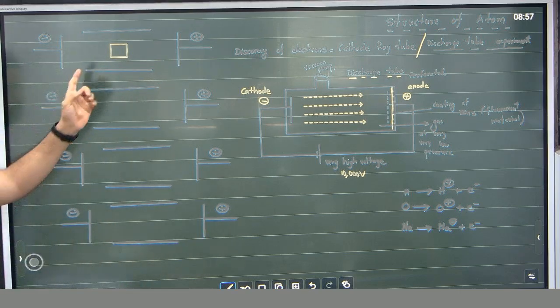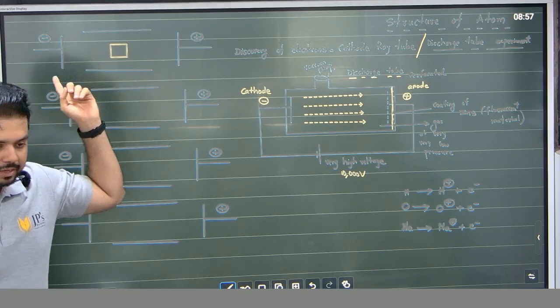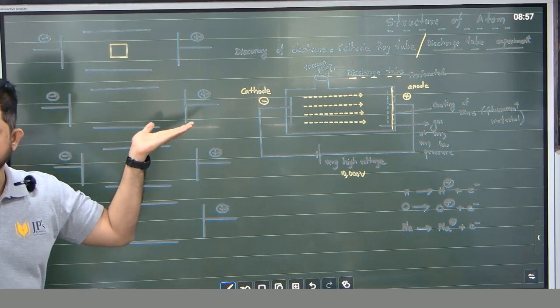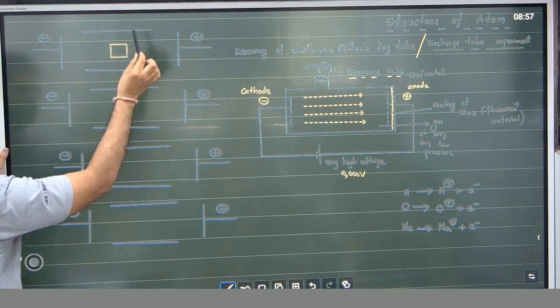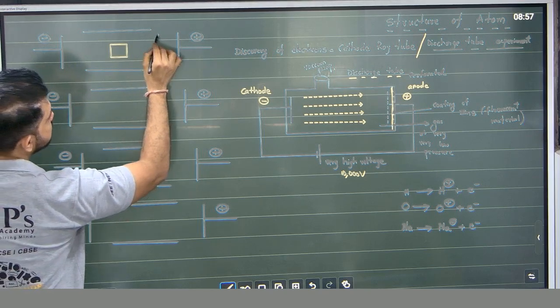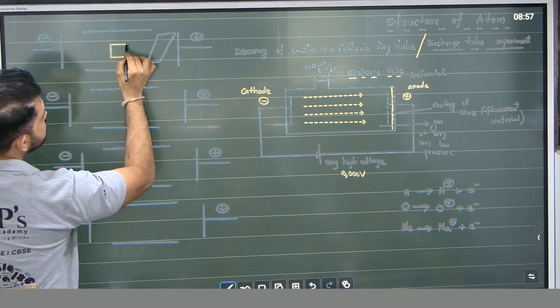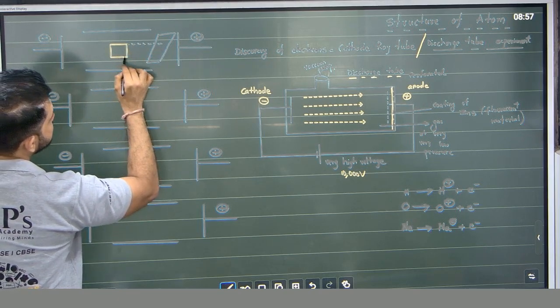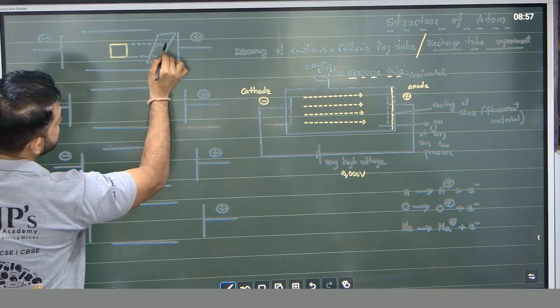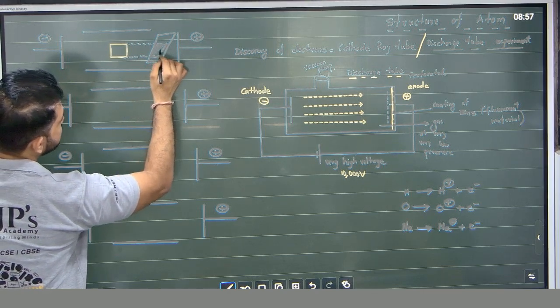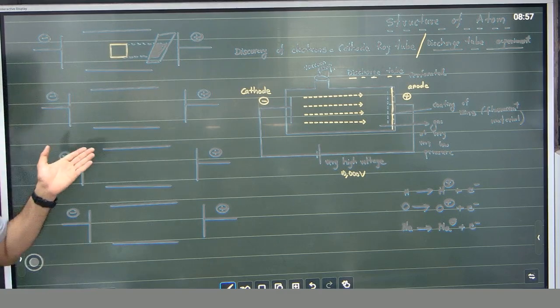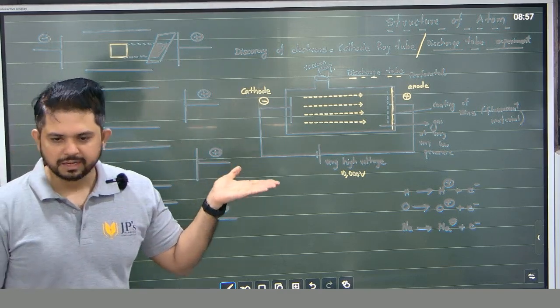So this is that metal block. Between the cathode and anode, a metal block was placed, and there was a screen placed. And what was observed is a shadow was cast on the screen. It is somewhat similar to this.